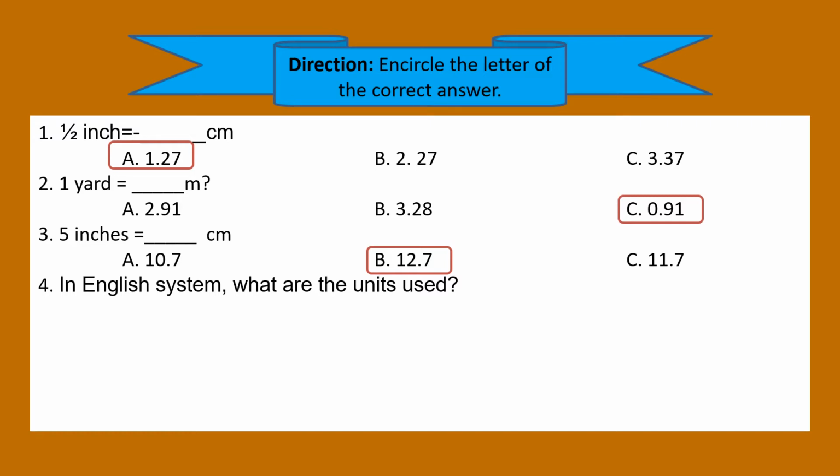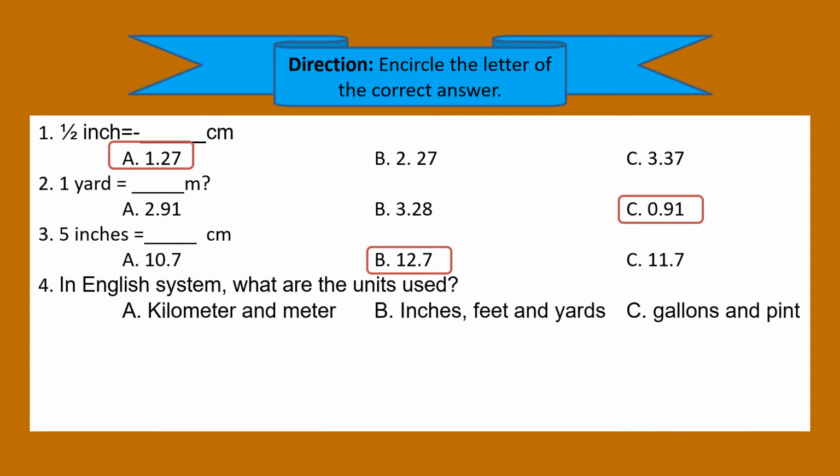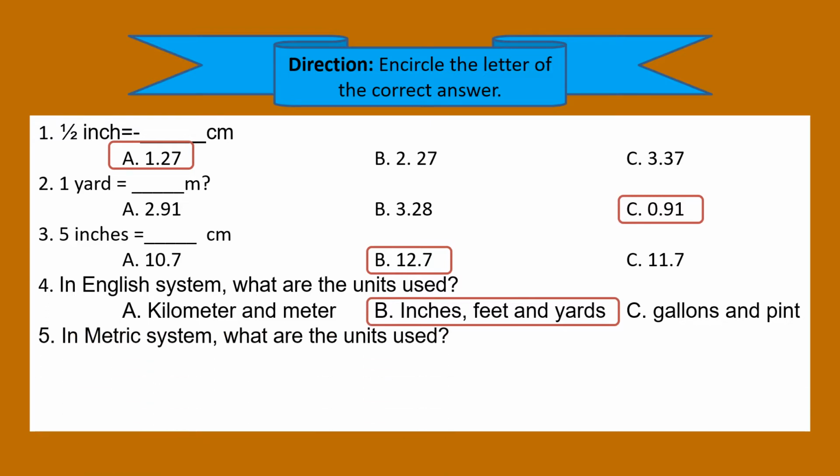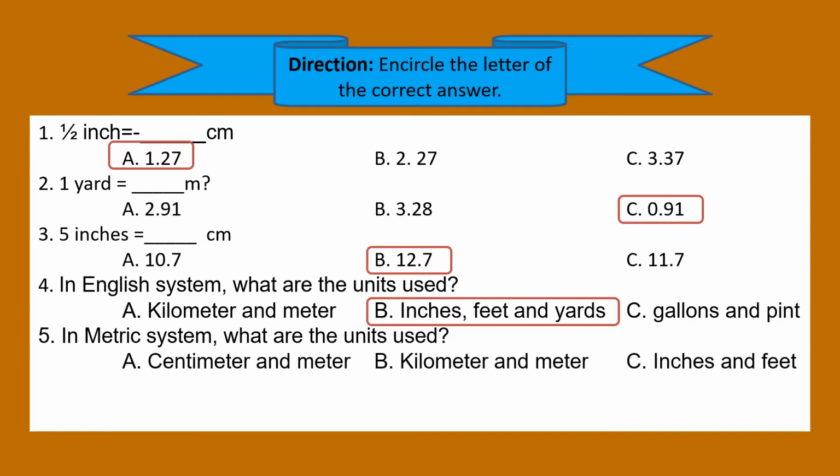Next, number 4, in English system, what are the units used? Is it A, kilometer and meter, B, inches, feet and yards, C, gallons and pint? So the correct answer is letter B. In English system, the units used are inches, feet and yards. Number 5, in metric system, what are the units used? Is it A, centimeter and meter, B, kilometer and meter, C, inches and feet? The correct answer is letter A, centimeter and meter.